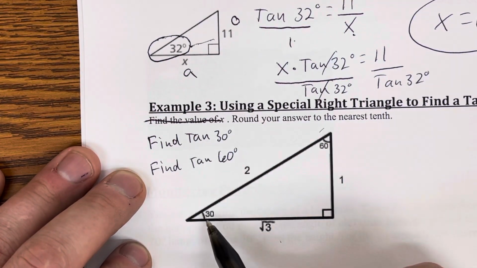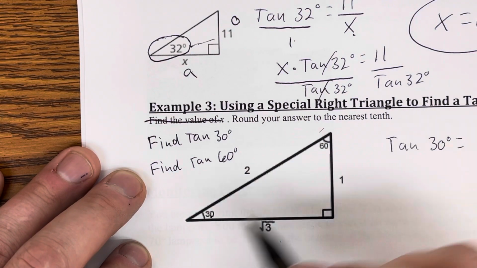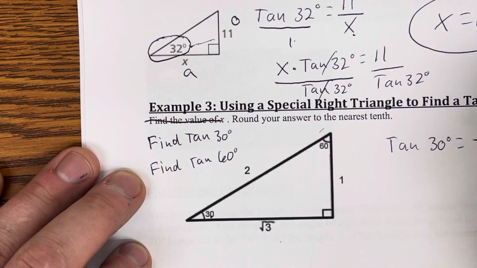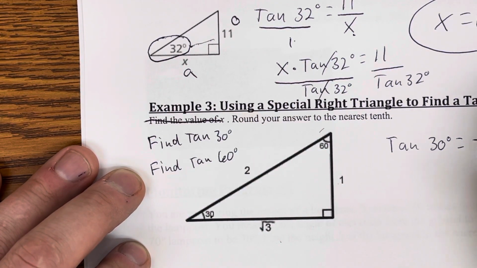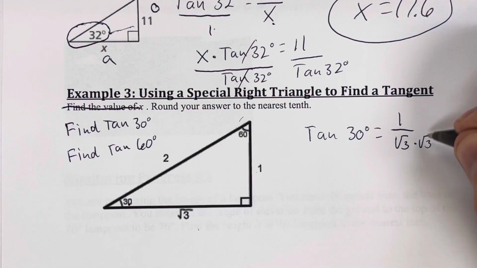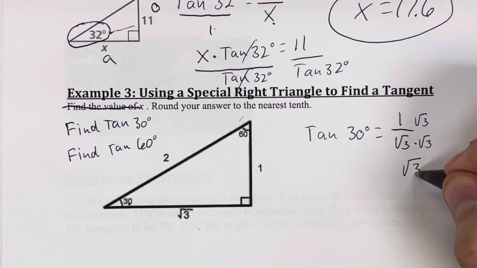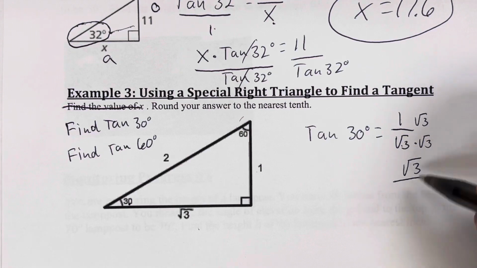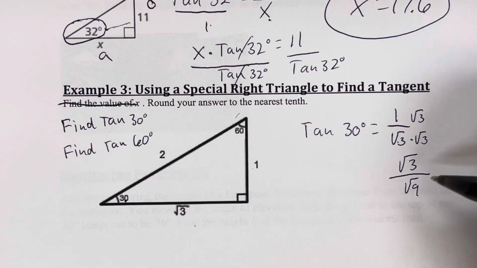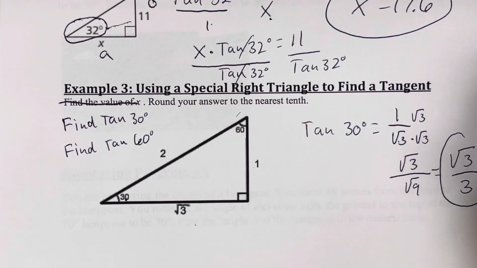So in this triangle, if I look from the 30, the tangent of 30 degrees is equal to the opposite piece, which is 1, over the adjacent, which is the square root of 3. Now keep in mind, we said that we can't leave this as a radical in the basement, so I'm going to rationalize the denominator, multiply by what's down there, and I get 1 times the square root of 3, which is the square root of 3, over the square root of 9. And we can simplify that down to the square root of 3 over 3. And that is the tangent of 30 degrees.